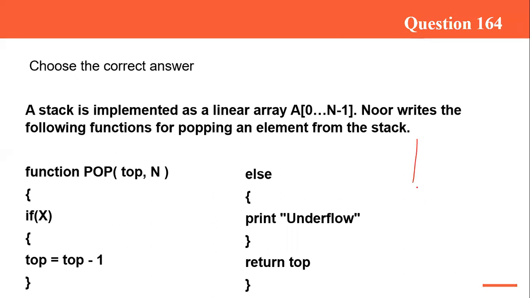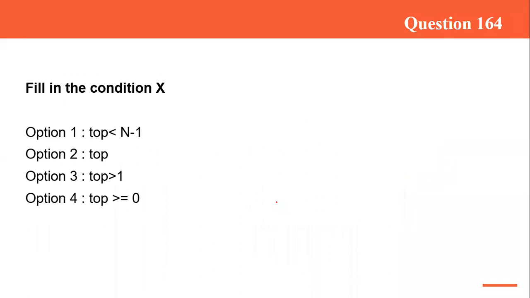Simple example. Let us assume I have 2 elements in the stack. So top value will be what? 1, 0. So I can delete index 1, top will become 0. I can delete one more element, top will become minus 1. When top is minus 1, I cannot delete it. If top is greater than or equal to 0, we can still delete it. We have top greater than or equal to 0. Answer would be option 4.